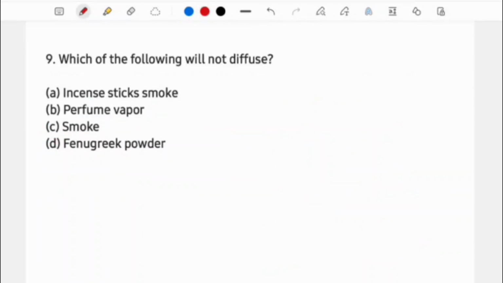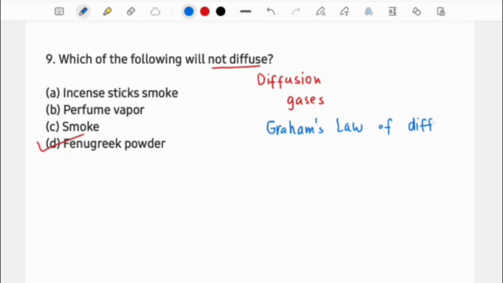Next question. Question is, which of the following will not diffuse? Alright, diffusion is one of the distinguishing properties of gases. And out of these given options, fenugreek powder is not a gas, therefore it will not diffuse. And if you are asked about diffusion of gases, this is explained by the Graham's law of diffusion. Alright.